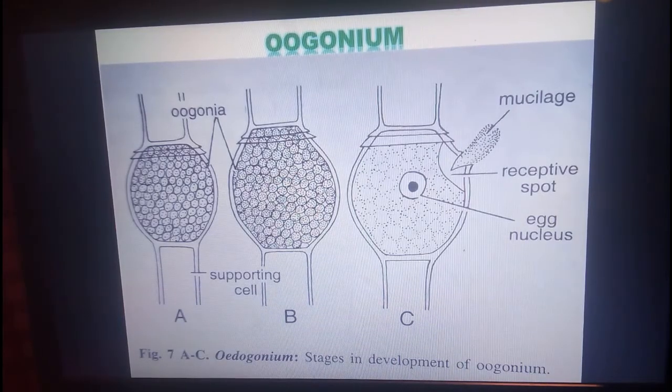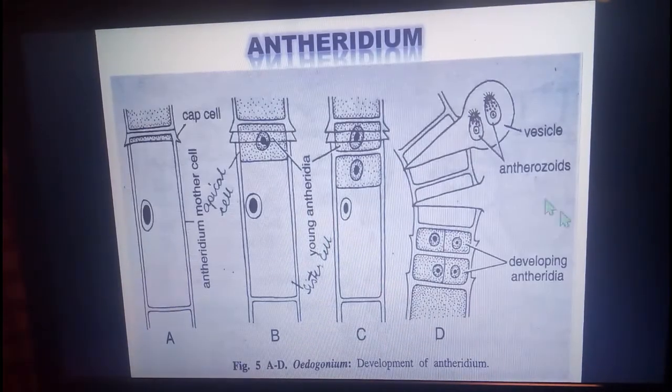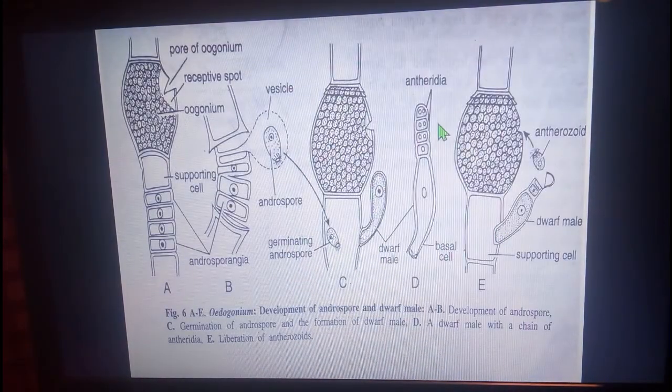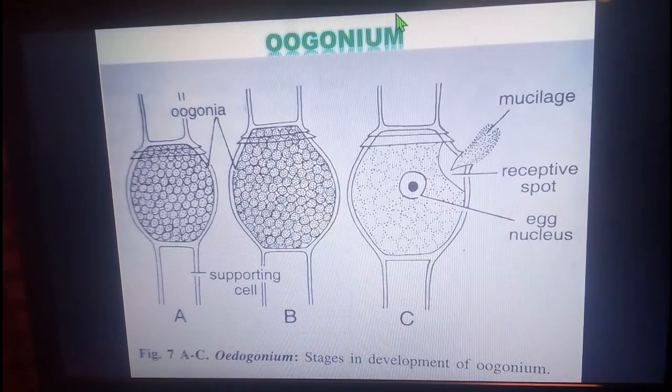In the last video we discussed the development of the antheridium, that is the male gametes, in both the macrandrous as well as the nonandrous species. We saw that in nonandrous species there is a development of the dwarf male, and the antheridia form on the dwarf male. So today we are going to discuss the development of the female gamete.